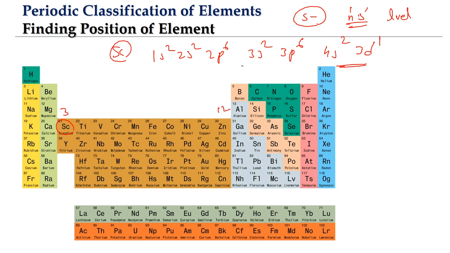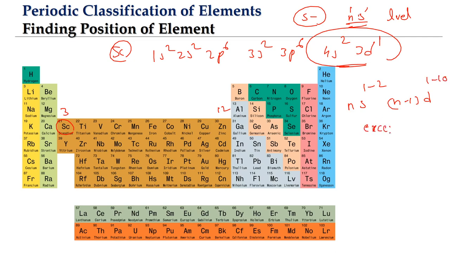Now, if you look at the outermost, meaning not just the valence level, but we are also looking at the n-1 d level. So the outermost electronic arrangement of these d block elements will be generally in this manner. It will be ns 1 to 2, n-1 d 1 to 10.